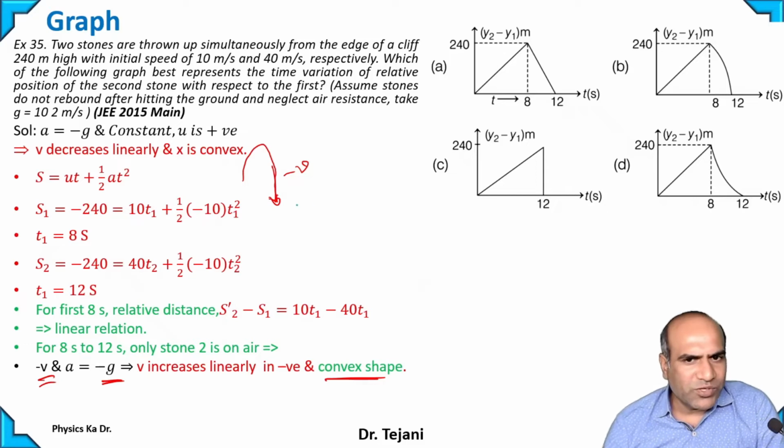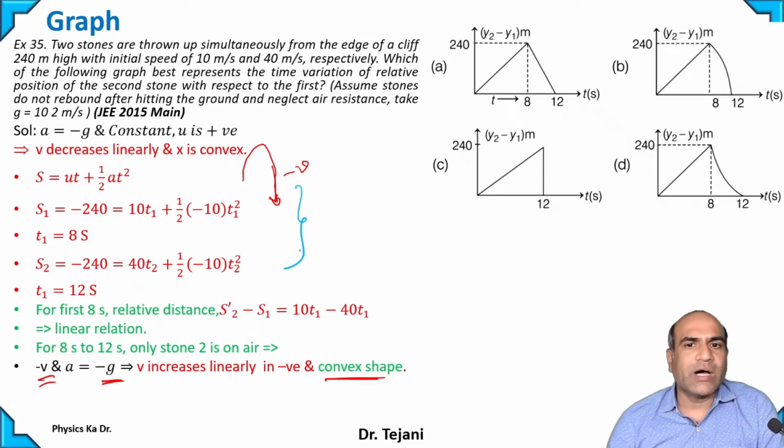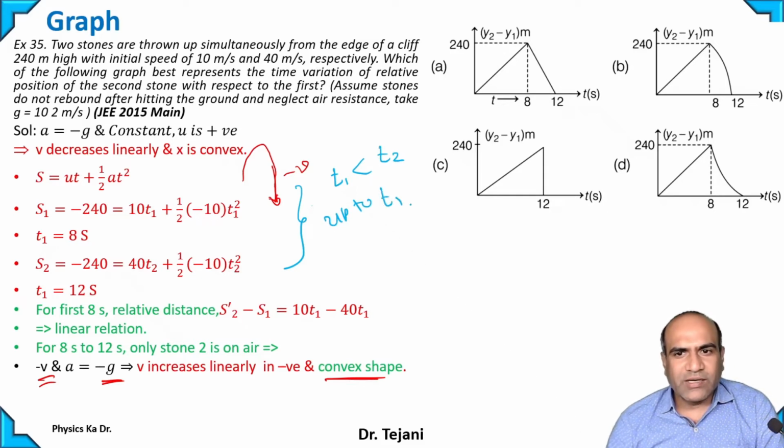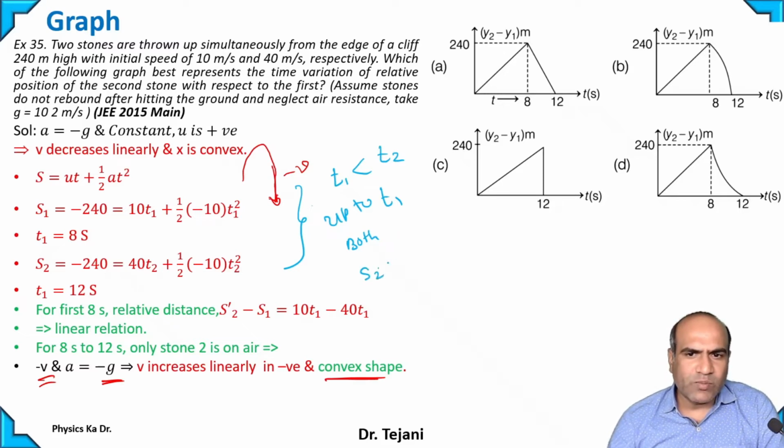See, this calculation is just to show you how it works. Simply, T1 is always less than T2. Up to T1, both stones are in the air. So at that time, you can have S2 minus S1 equal to 40 T1 minus 40 T2, because the acceleration portion will be cancelled.